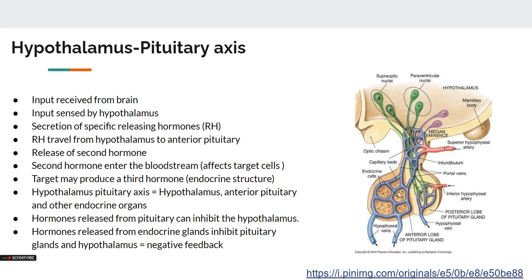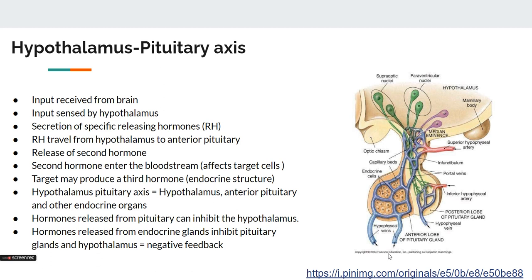Once the releasing hormone reaches the target cells in the anterior pituitary, it will release a second hormone, dependent on the specific hormone from the hypothalamus. The second hormone will enter the bloodstream and can affect various target cells. In some cases, the target may be an additional endocrine structure, and that can lead to production of a final third hormone.